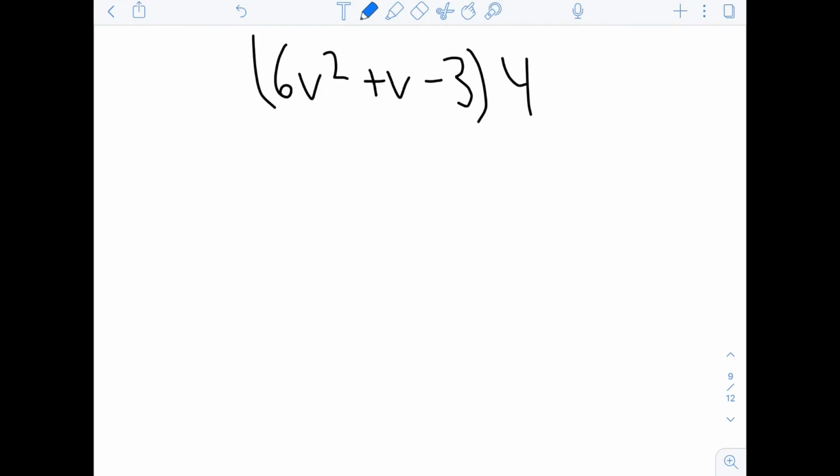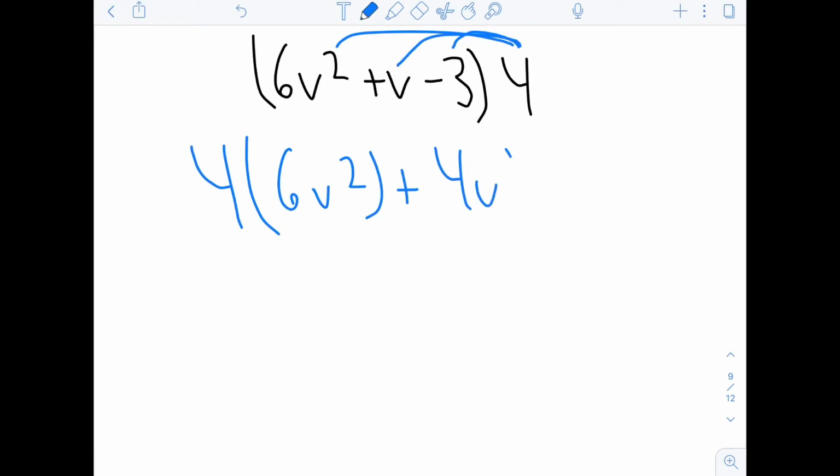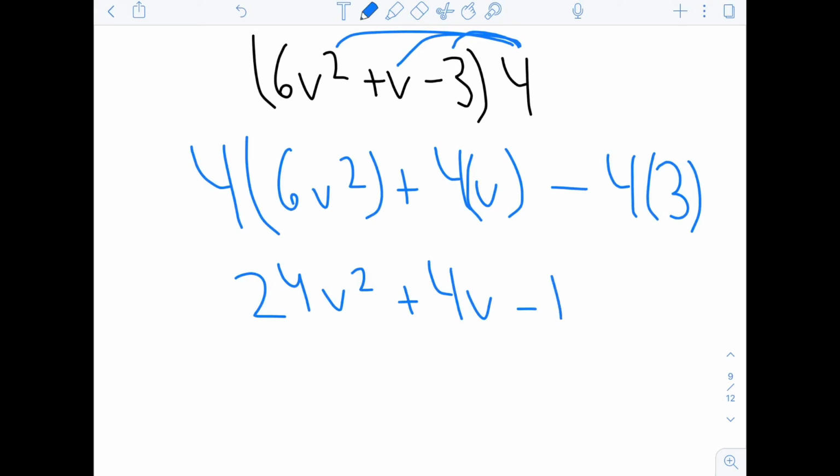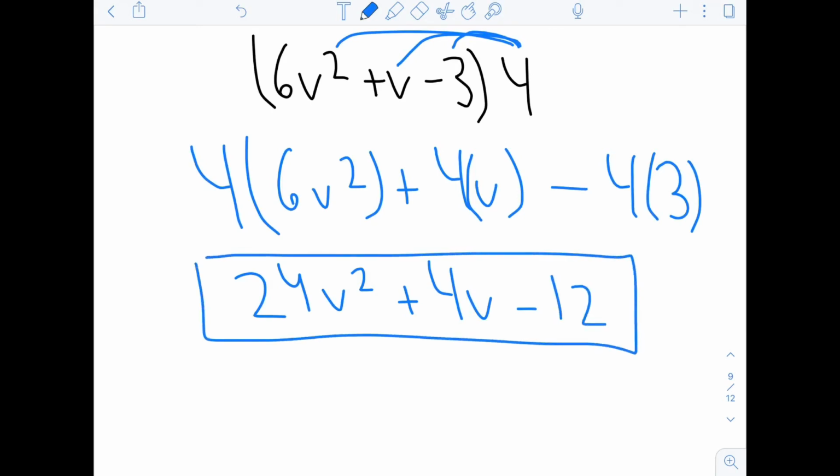So let's do the same thing with this. We're going to distribute the 4. So this is going to equal 4 times 6v squared plus 4v minus 4 times 3. And as you can see, I kept the sign the same when it was needed. So 4 times 6v squared is 24v squared, and 4v is just 4v, and 4 times 3 is 12. And that's it, you can't combine anything.